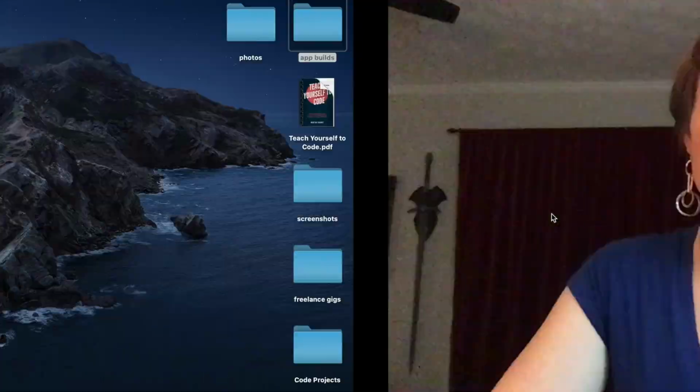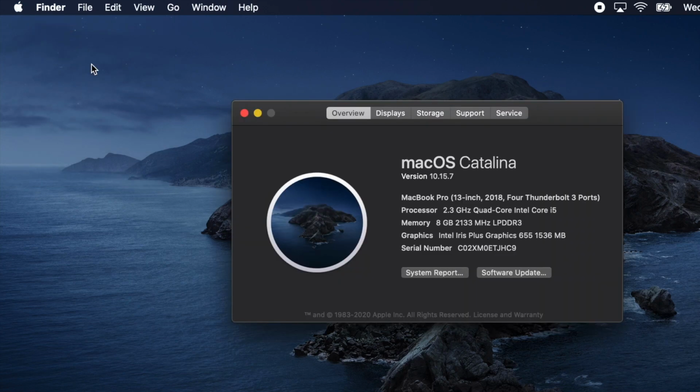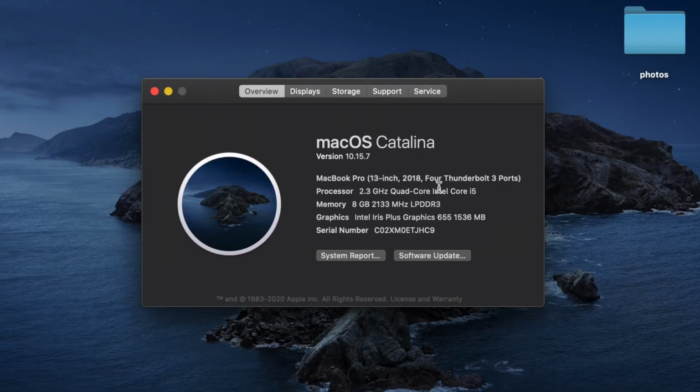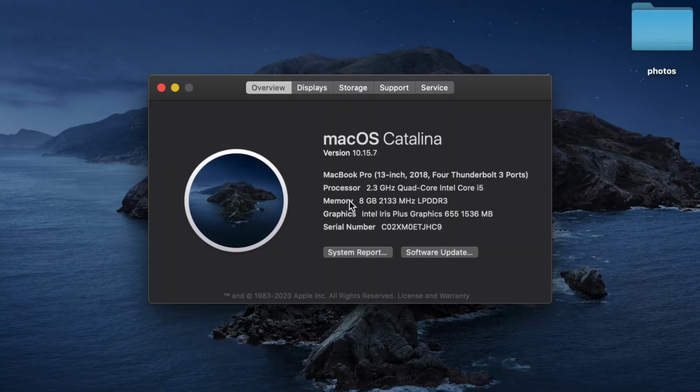And the first thing I do, of course, is find out about my own computer. I go to About This Mac. It's a 13-inch MacBook Pro 2018, blah, blah, blah, processor, 2.3 gigahertz quad core Intel Core i5. Yeah, what does that mean? Memory, 8 gigabytes, and blah, blah, blah, whatever that means. Graphics, blah, blah, blah, and serial number. Okay, a bunch of information, and I don't know what it is.